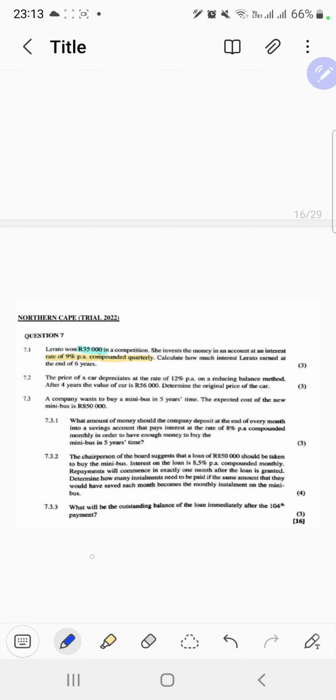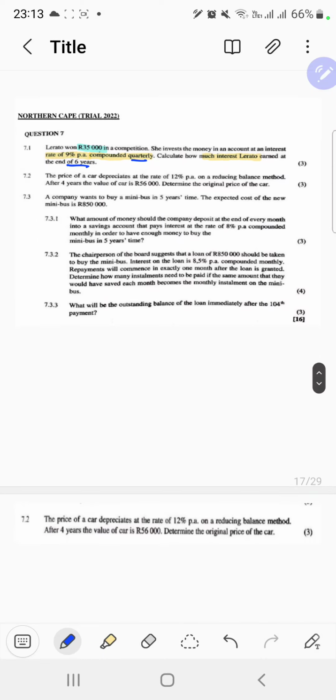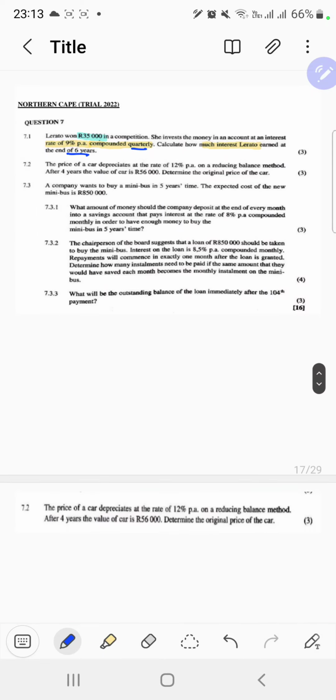Well, this is compounded quarterly, so this is important. Quarterly. It says calculate how much interest Lerato earned. What do we want? The interest that Lerato earned at the end of what period? 6 years. All right, this is a pretty straightforward compound interest question. 7.1, we will answer it like so. We know that A is equal to P into 1 plus i to the exponent n.